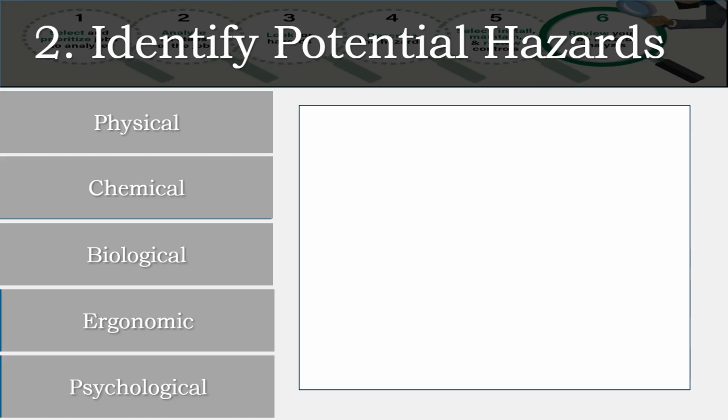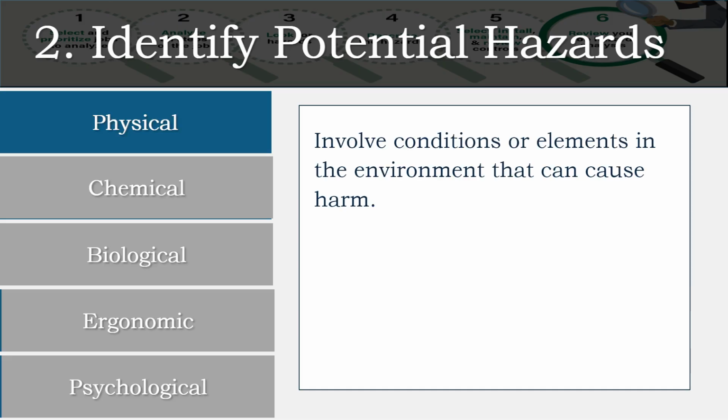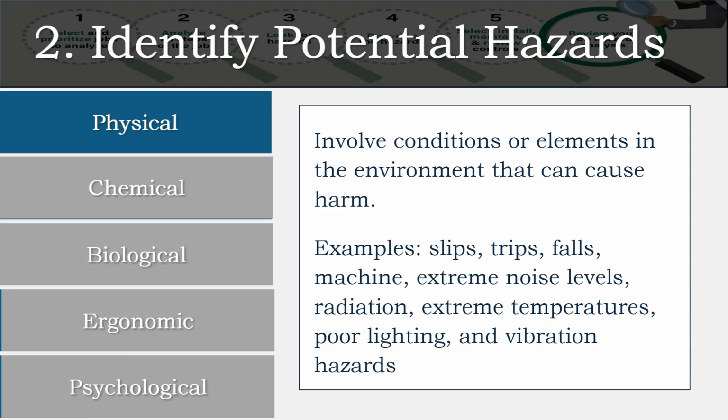The next step is to identify potential hazards for each step, determining what could go wrong and could cause harm. The categories of hazards include physical. These involve conditions or elements in the environment that can cause harm. Examples include slips, trips, falls, machine, extreme noise levels, radiation, extreme temperatures, poor lighting, and vibration hazards.